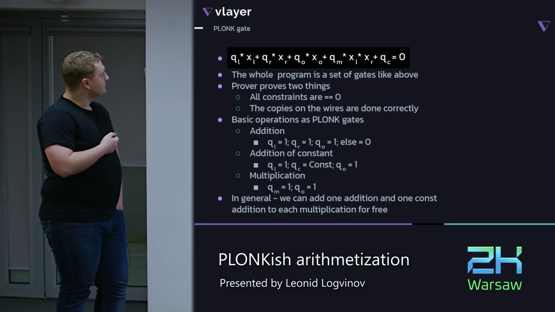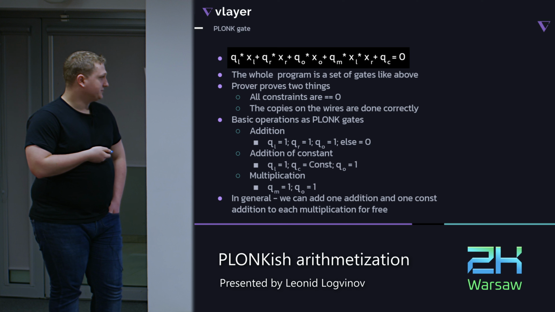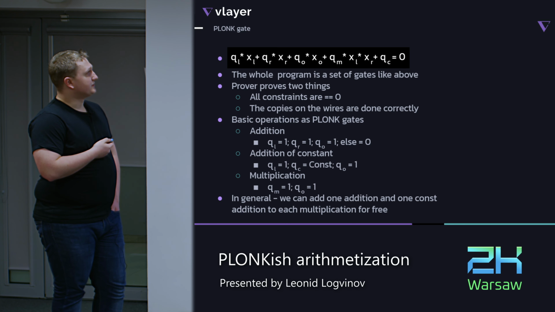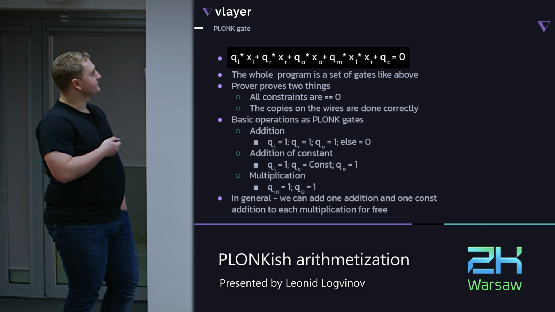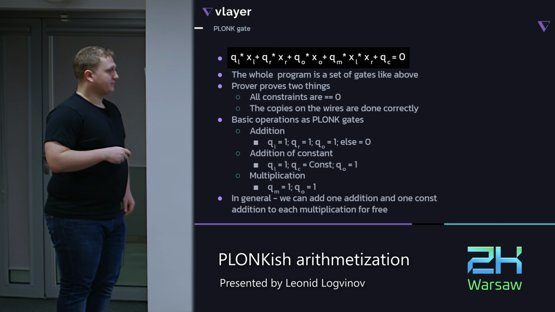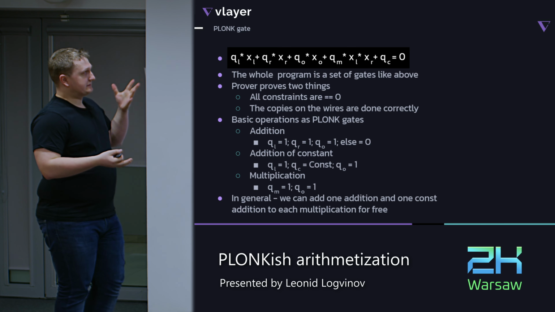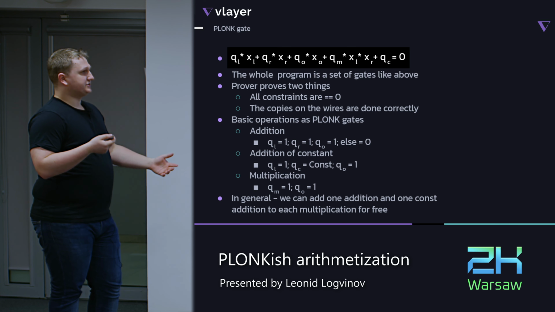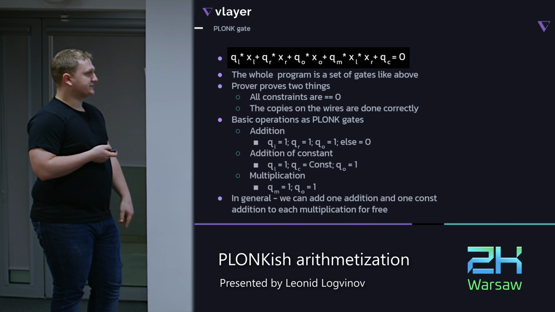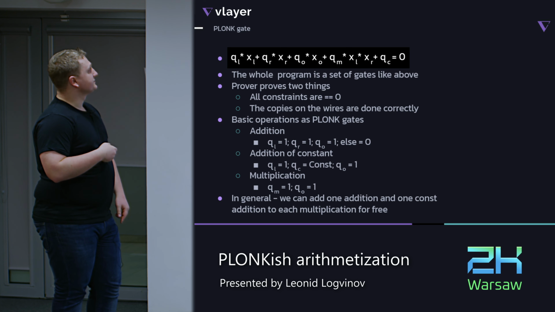And you see that with this gate, in general, we can add one addition and one constant addition to each multiplication for free. Because here we do the actual multiplication, but we can also set QC to something, and we can also add one of those variables that are used within this multiplication. So here it starts to become harder to reason about performance. You can't say just that multiplication is this and addition is that, because it depends on the ordering of the gates: what you can combine and what you cannot.